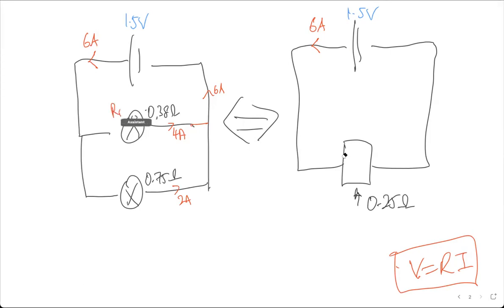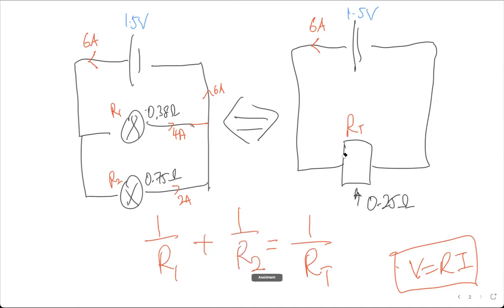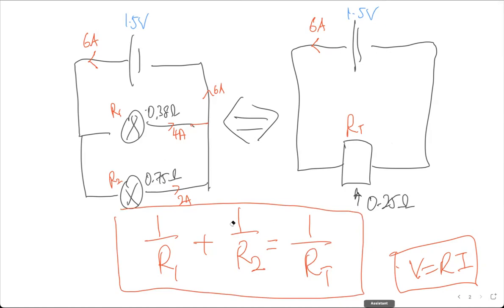So I let this be R1 and R2, and this is R total. So what is the formula between the three R? 1 over RT is the same as 1 over R1 plus 1 over R2. This is a formula that all of you need to remember for parallel. So for parallel, first of all, V1 equals V2 equals the total V. Next, I1 plus I2 equals the total I.